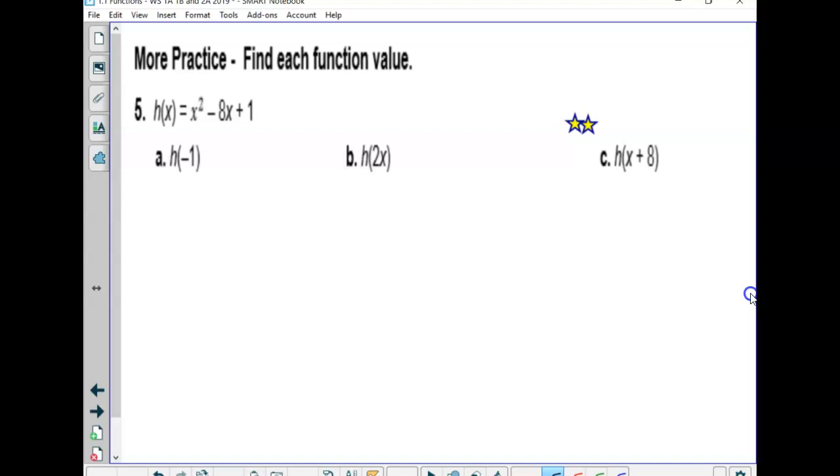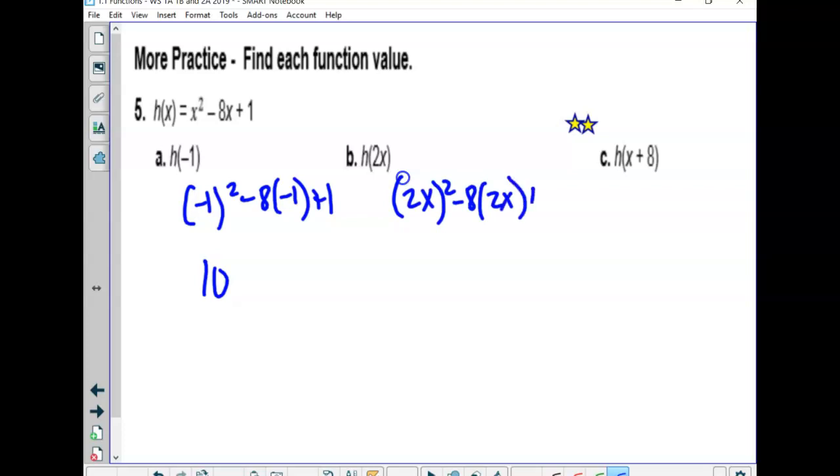So, do we need to practice this? Do you think you could put the negative 1 in yourself effectively? I don't want to run out of time here. That would be 10. This would become 1 plus 8 plus 1. If I put a 2x in, I expect you to simplify. What does that become? Somebody? Anybody? 4x squared minus 16x plus 1. Anybody disagreeing? Please fix me if I'm wrong.